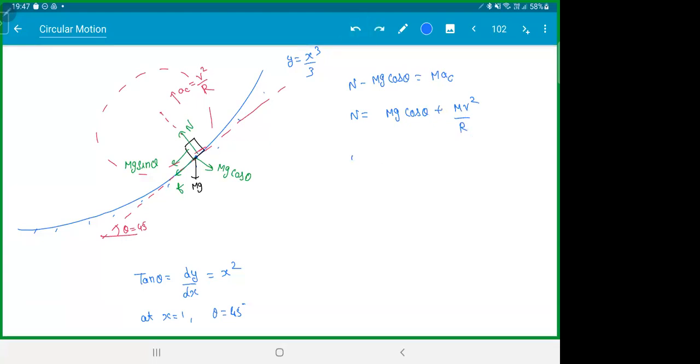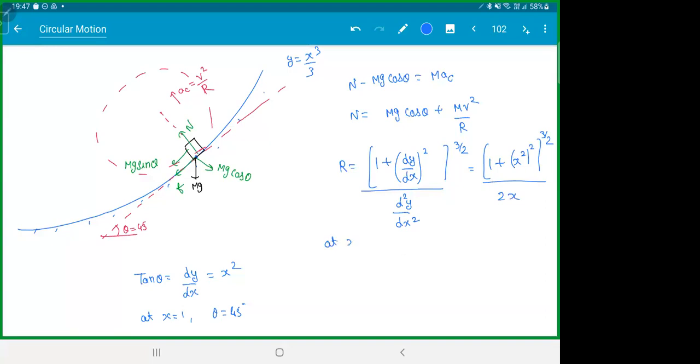From that mathematical thing: radius of curvature r will be (1 plus (dy by dx) whole square) to the power 3 by 2, divided by the double differential. So when you do this, you end up with 1 plus (dy by dx) whole square is x square whole square, to the power 3 by 2, by double differential, which is 2x. Put x is equal to 1. So radius would be 2 to the power of 3 by 2 by 2, which is root 2.